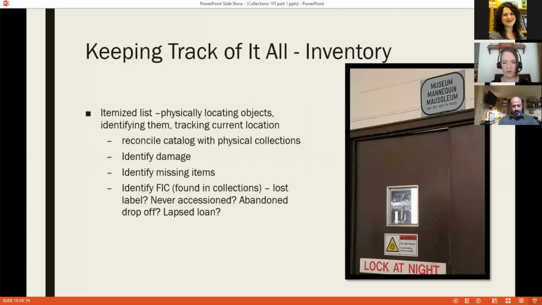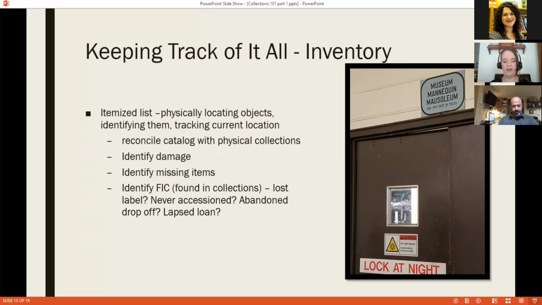So inventory is also an important part of cataloging. Inventory is where you go through every item that you have and make a list. When I've done inventory, I've generally physically located the objects, identified them either by their ID number or by some other identifier, and noted down their location and what they are. You can use this data to reconcile your catalog to make sure everything is in its place.